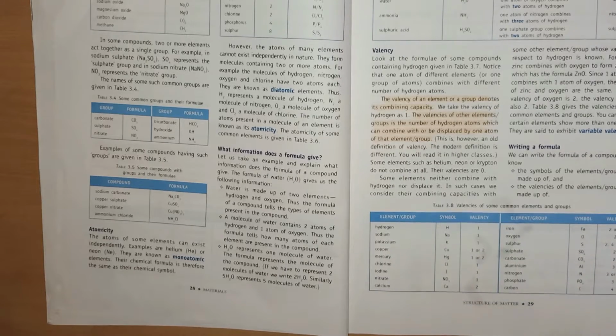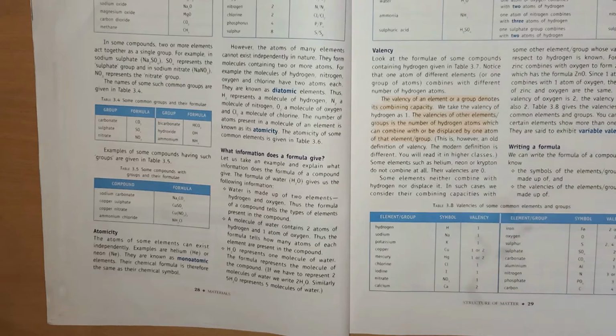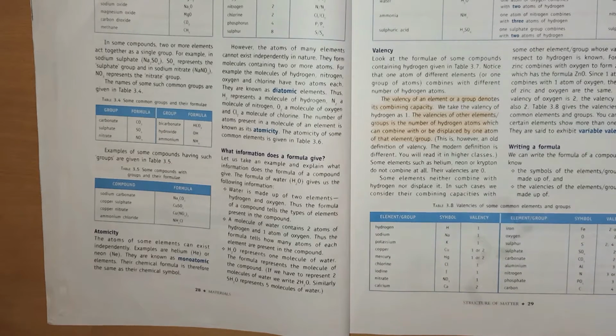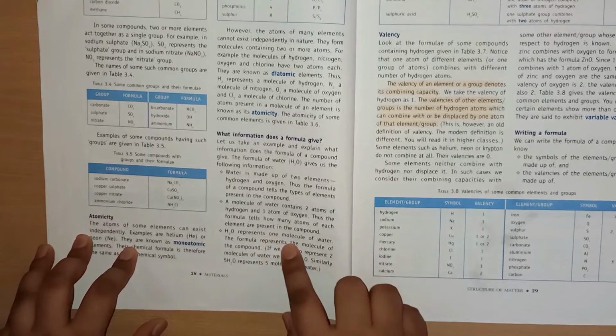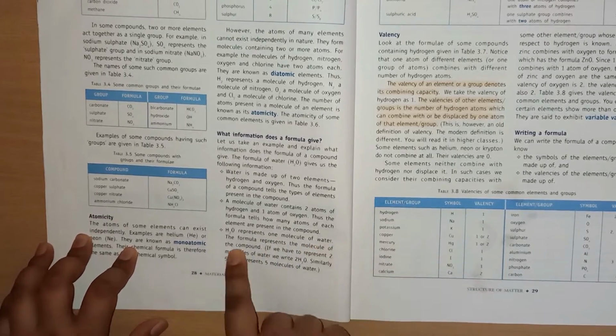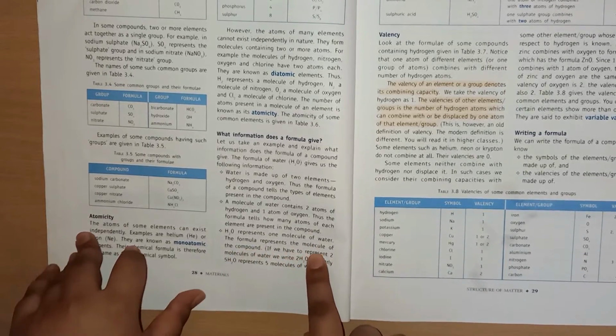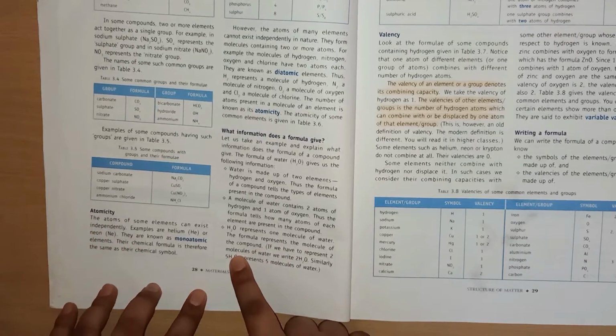Like, let's take an example of water, in which it is H2O. So, in water there are two atoms of hydrogen and one atom of oxygen. H2O represents one molecule of water. The formula represents the molecule of the compound.